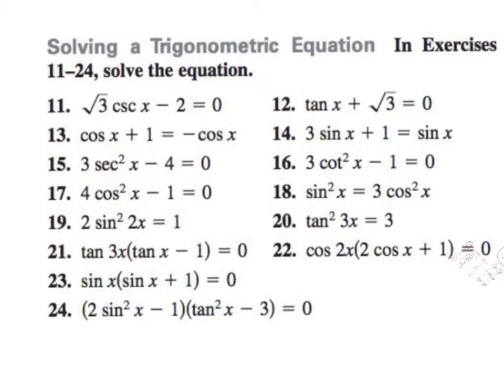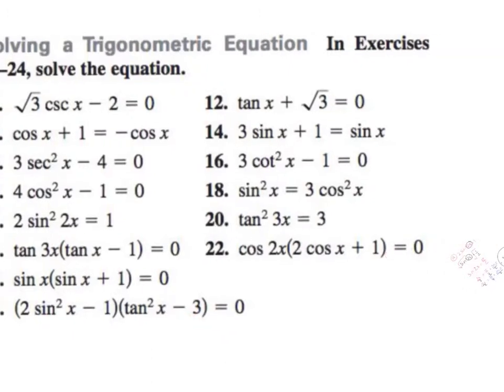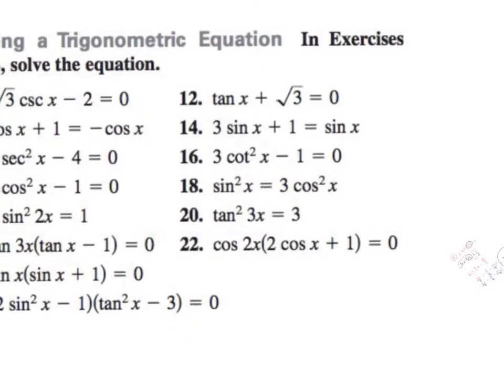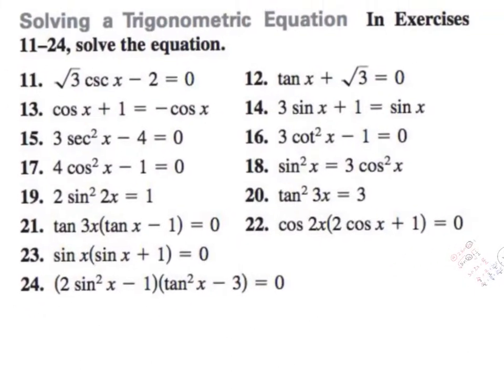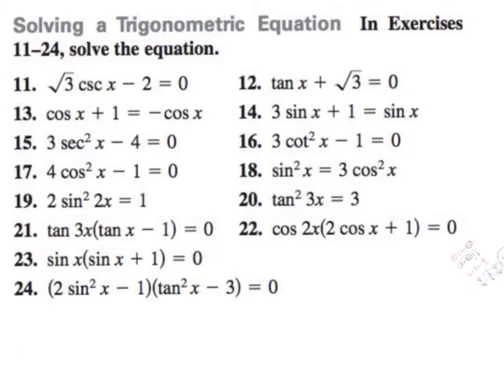Alright, going back to your homework, that's exactly what you're going to do for 23 and 24. It's already broken up into 2 terms that you can set equal to 0. And in the homework, since your homework's the evens, number 22, you would do exactly like that. Number 24, you'll do exactly like that. 20 is your multiple angle. Okay, isolate it.